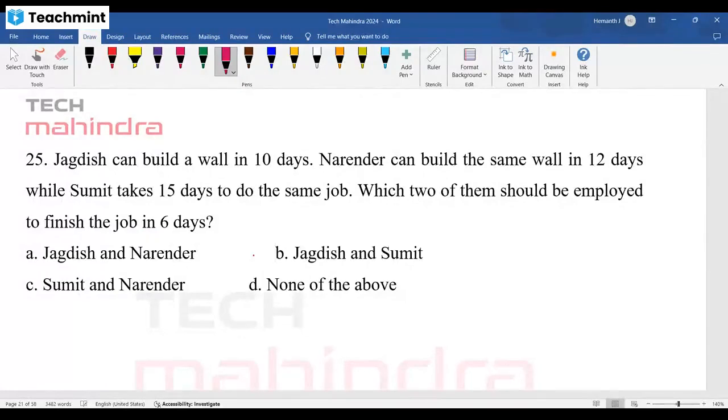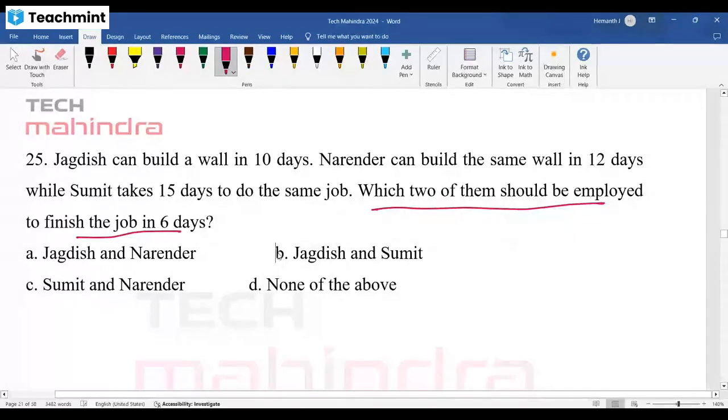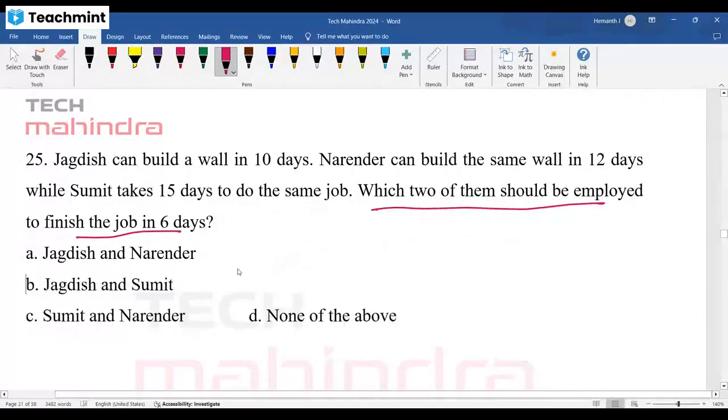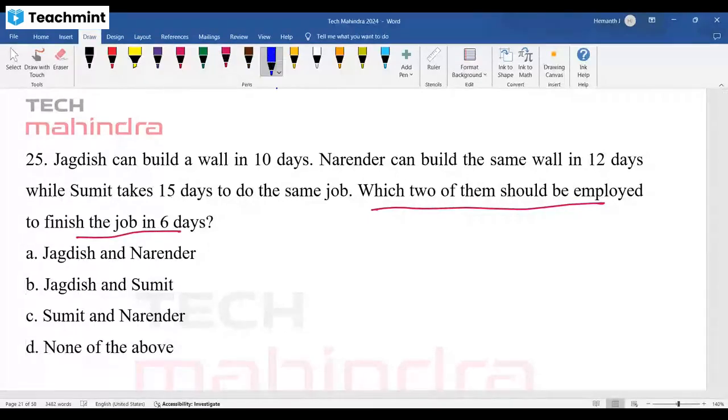Jagdish 10 days, Narendra 12 days, Sumit 15 days. Which pair can complete in 6 days? I said together means multiply divided by summation. Which pair is 6 days? You check that. If it is Jagdish and Narendra, 10 into 12 divided by 10 plus 12, it's 120 divided by 22, which is 60 divided by 11, approximately 5.5 days.